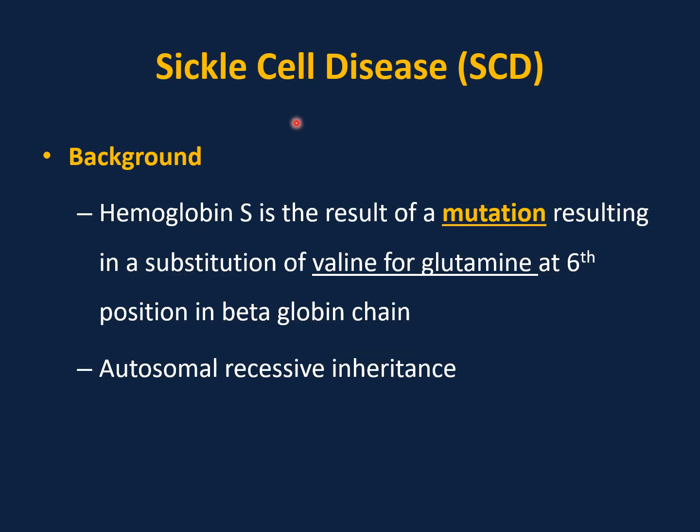Sickle cell disease is very important to know by heart. Thalassemia is decreased synthesis of hemoglobin, but sickle cell disease will give you abnormal hemoglobin, well known as hemoglobin S, because of a mutation. This mutation will cause substitution of valine for glutamic acid at the 6th position in the beta globin chain. It is autosomal recessive inheritance.